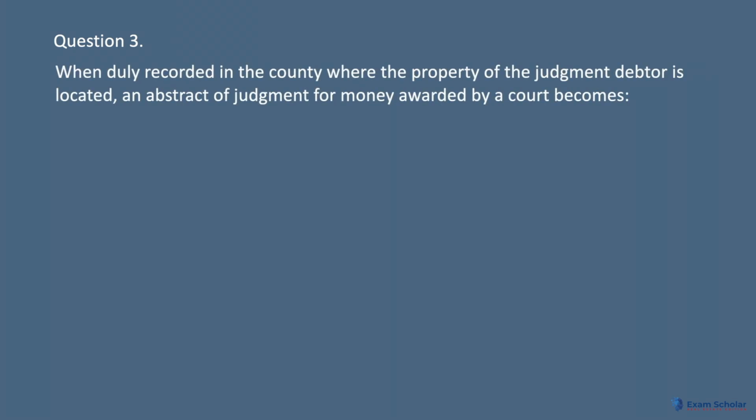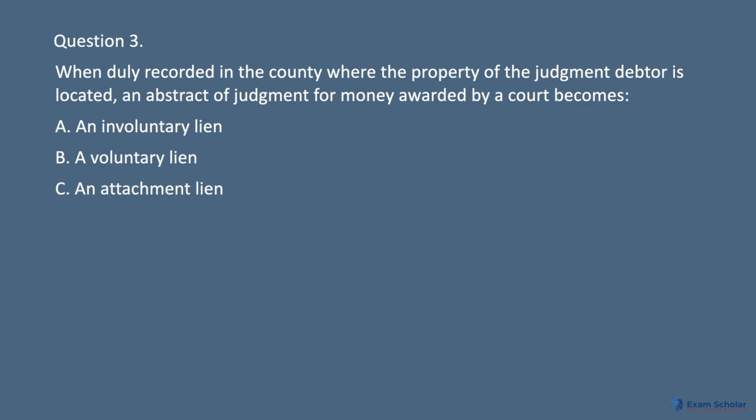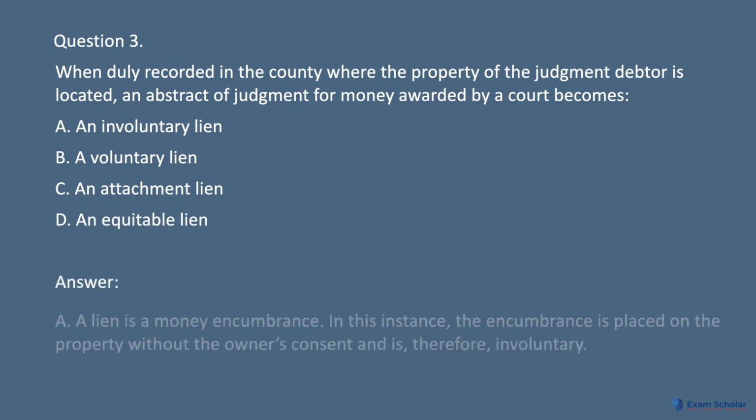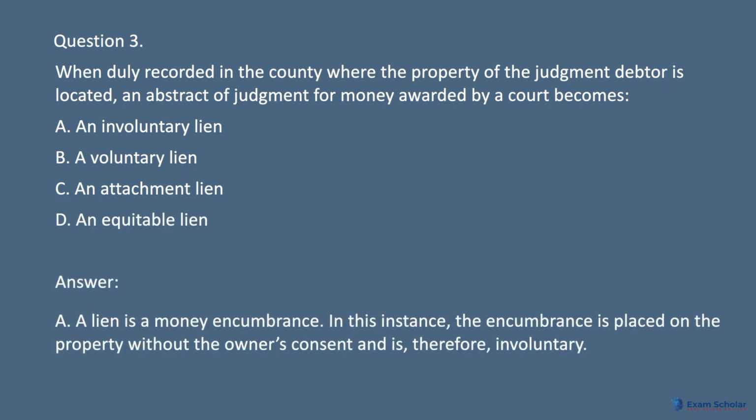Question 3. When duly recorded in the county where the property of the judgment debtor is located, an abstract of judgment for money awarded by a court becomes A. An involuntary lien. B. A voluntary lien. C. An attachment lien. D. An equitable lien. Answer. A. A lien is a money encumbrance. In this instance, the encumbrance is placed on the property without the owner's consent and is, therefore, involuntary.